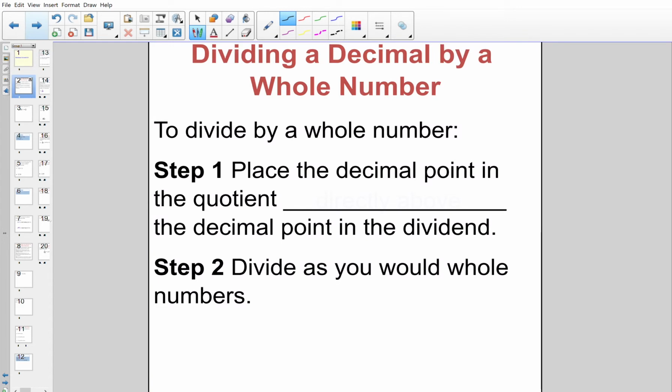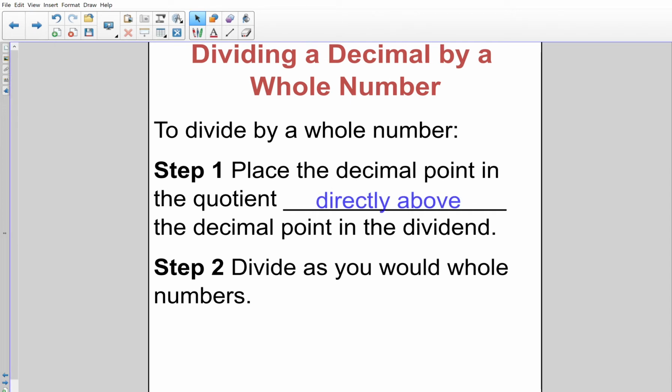So dividing a decimal by a whole number, we're going to place the decimal point in the quotient directly above the decimal point in the dividend. And then we're going to divide as you would a whole number. So again, you can throw this right into your calculator, but if you want to see how it's done, we're going to do a few.